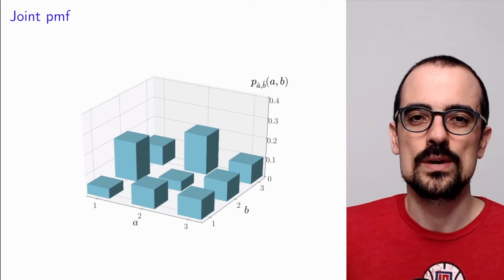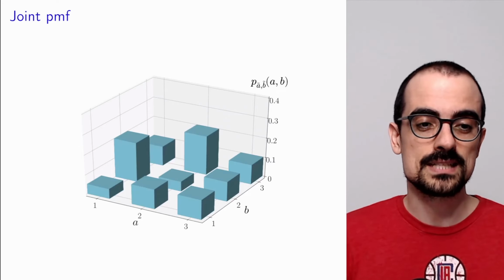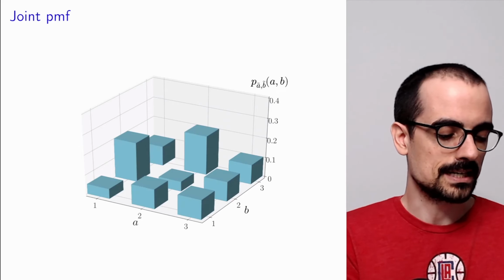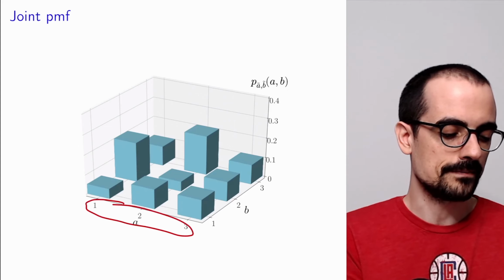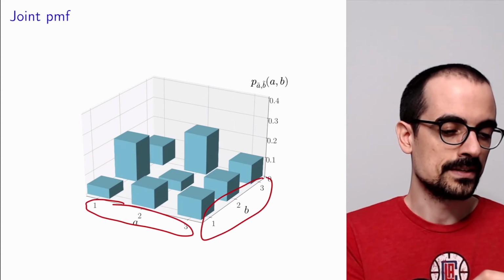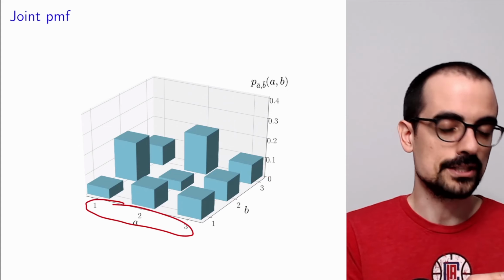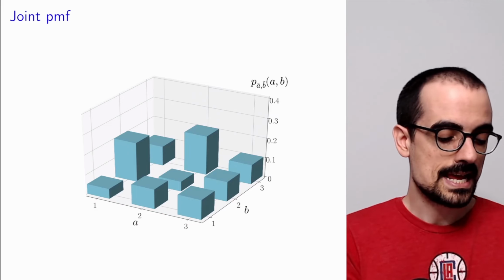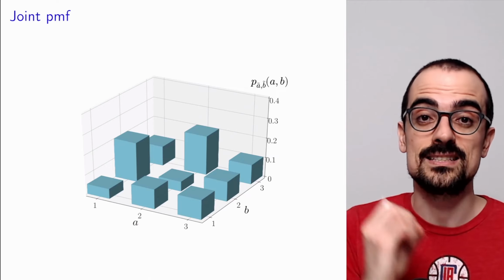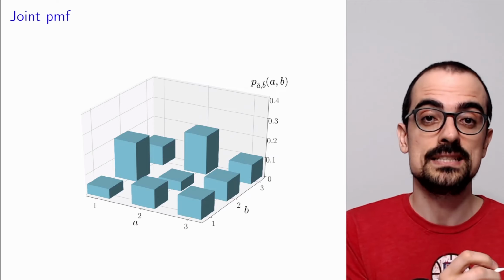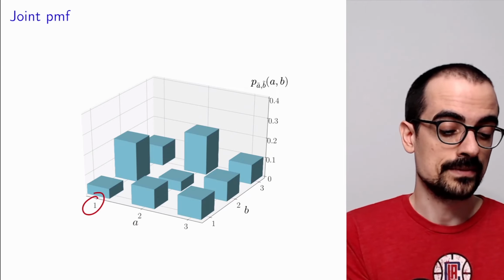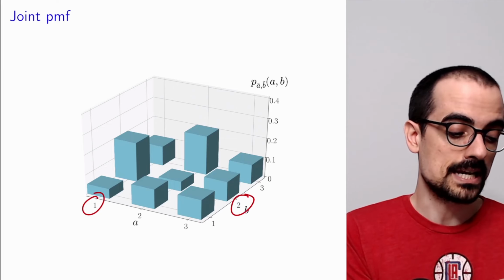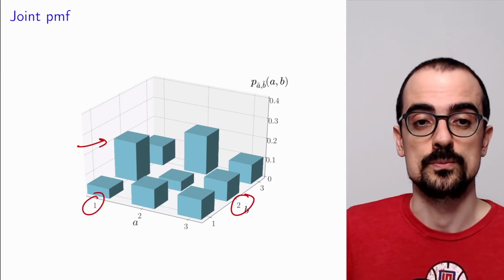So here we have two discrete random variables, A and B. Each of them can take three values, 1, 2, 3. And what I'm showing you here is the joint probability mass function, which tells us the probability that A and B take certain values at the same time. So for example, the probability that A is equal to 1 and B is equal to 2 at the same time is equal to 0.2.